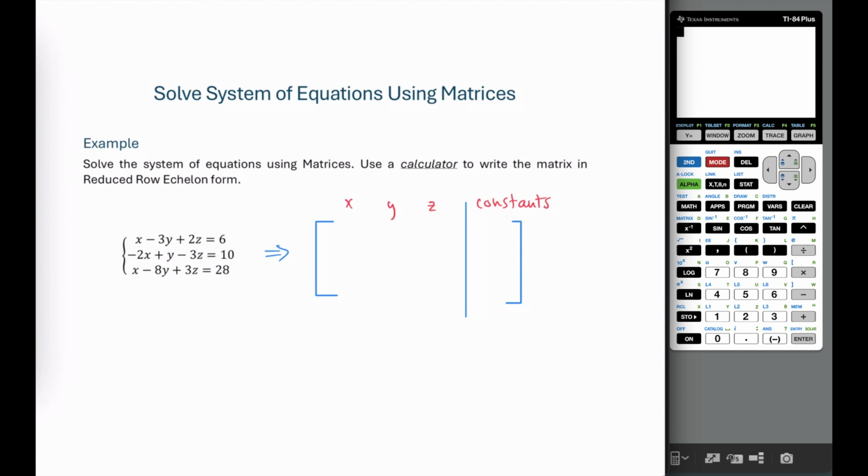So for row 1, we use the coefficients of each of these variables, and we have 1, the coefficient of x, coefficient of y is -3, coefficient of z is 2, and then the constant is 6. For the second row, we have the coefficient on x being -2, coefficient of y is 1, coefficient of z is -3, and 10 is the constant to the right of the equal sign. For the third row, we have coefficient x is 1, coefficient y is -8, coefficient of z is 3, and then 28 is to the right of the equal sign.